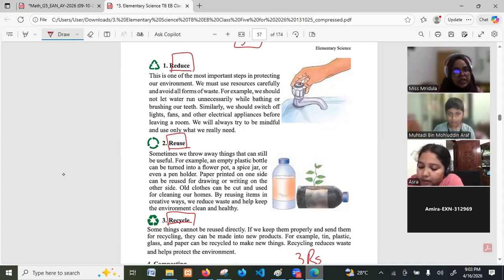That means we are saving it. We will always try to be mindful and use only what we really need. Okay? So that was the reducing part. Reduce, we have learned about it, like decreasing the use of it.